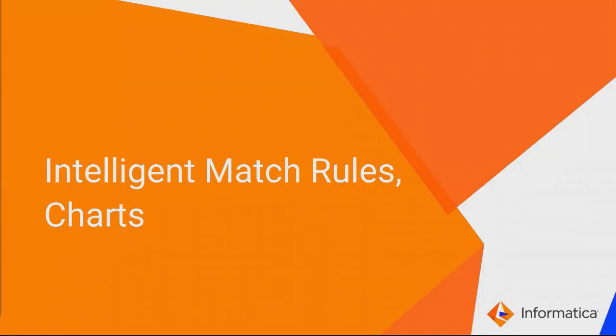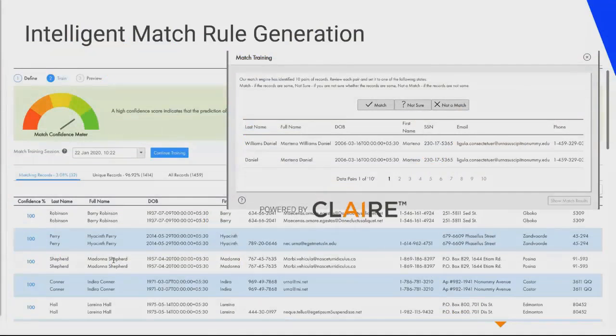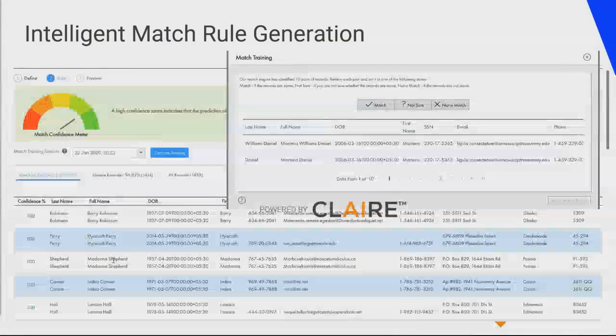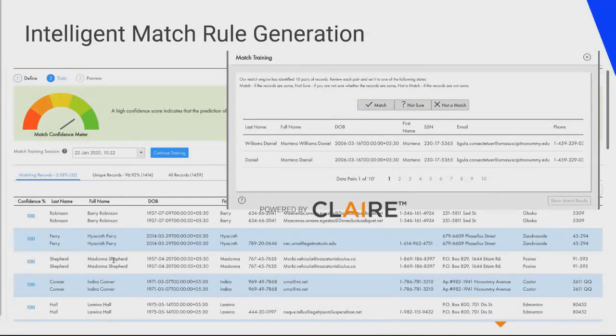Now let's move on to intelligent match rules and charts. Match configuration is a time-consuming and complex process even for advanced users. We must define the match key, define match columns, and create match path components for children columns. We need to define match purpose for rules, combinations of match columns for rules, etc. We have eliminated this complex process using the feature of intelligent match rule generation.